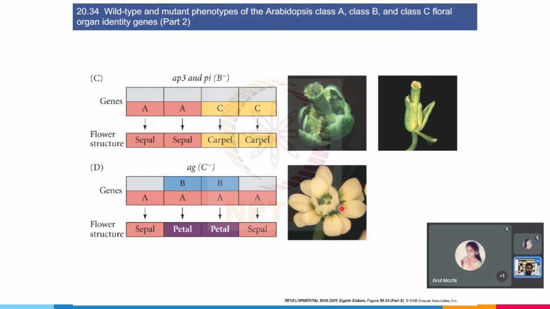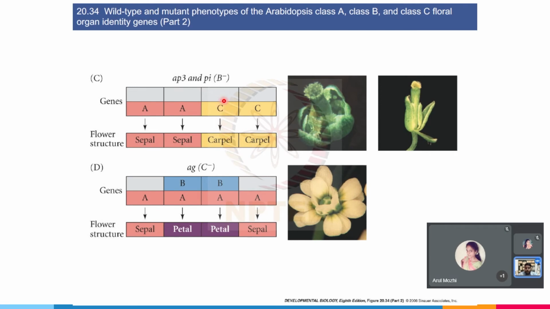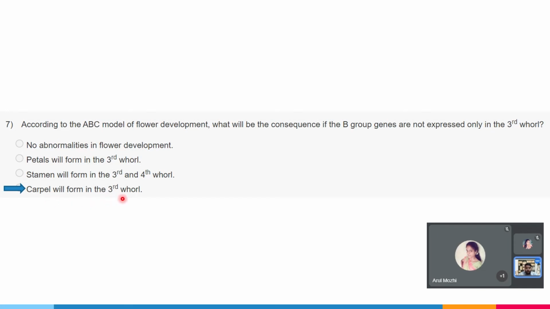So you can see the sepals which will be outside, then petals, and then again petals on the inside. So ABC genes are very, very important for floral organ identity and give rise to various structures in combination. Thus, according to the question, if we remove the B class genes, what will be the consequence if B group genes are not expressed in the third row? So in the third one, if B is not expressed, that is in this mutant, we have a carpel in the third row. So carpel will form in the third row.